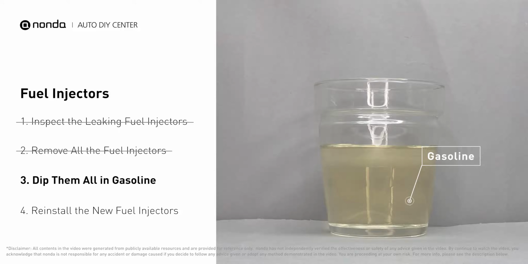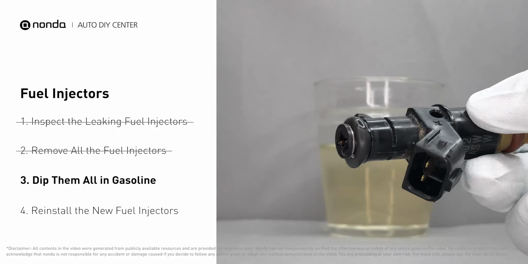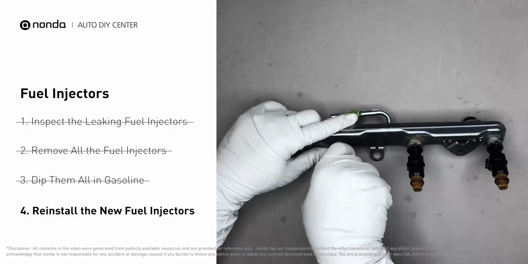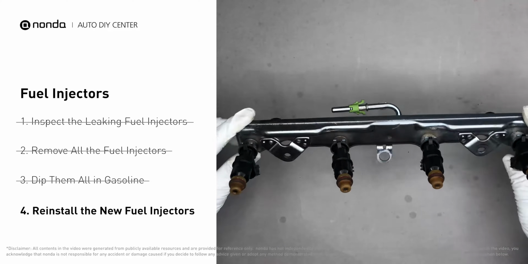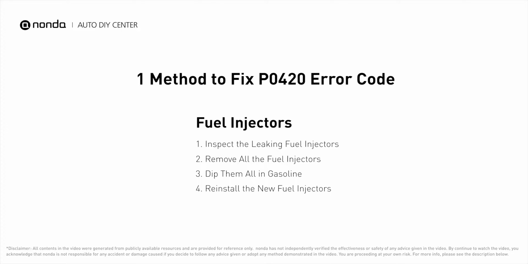In order to prevent leaking, get some gasoline, put it in a cup, and then dip the new fuel injector into it, so the seals get wet with gasoline, and it will go in and won't leak. After all, just slide all the new fuel injectors in. So here is a practical solution to fix the P0420 error code.